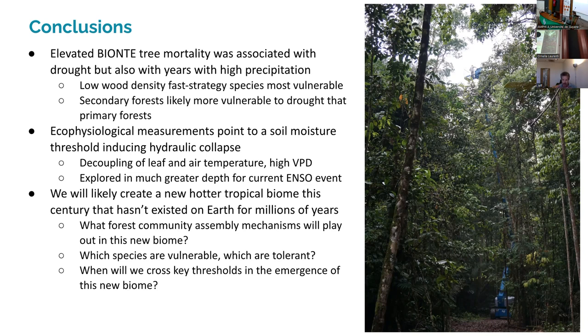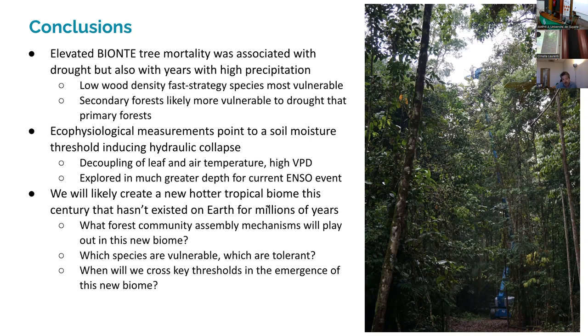We're using these ecophysiological measurements of soil moisture and sap flow and matrix potential, vapor pressure deficit, leaf gas exchange. We're using these measurements to better understand the threshold conditions that induce hydraulic collapse and lead to elevated mortality. And we're exploring these relationships in much greater depth under this current ENSO event, because we've been able to instrument this site much better since 2015, 2016.